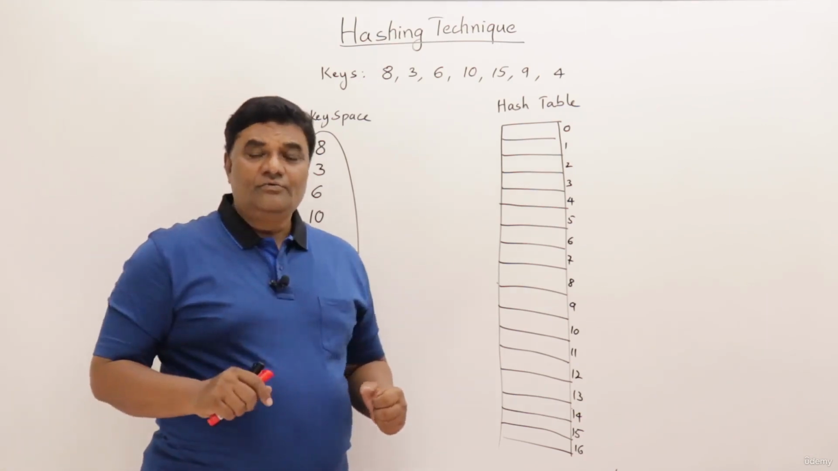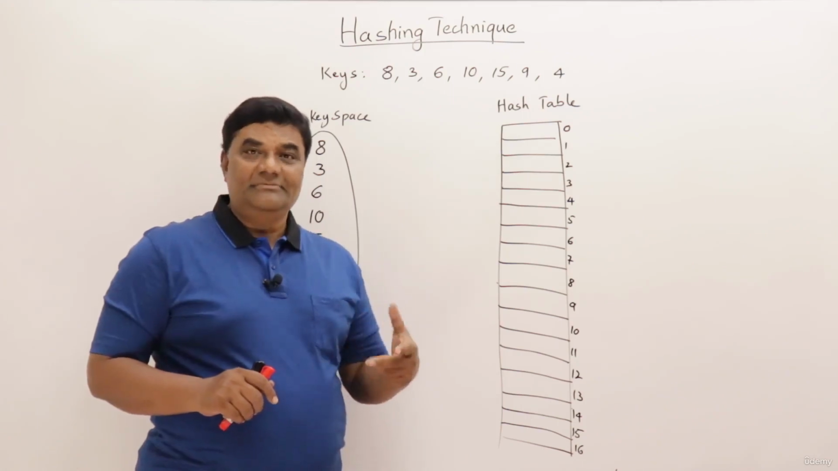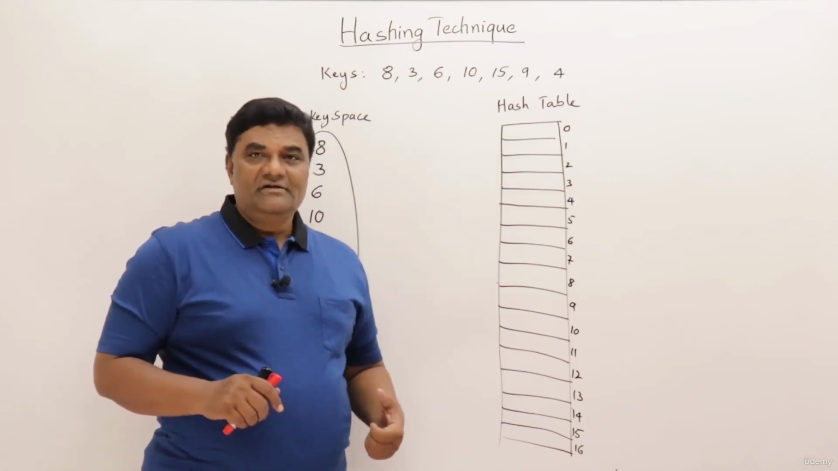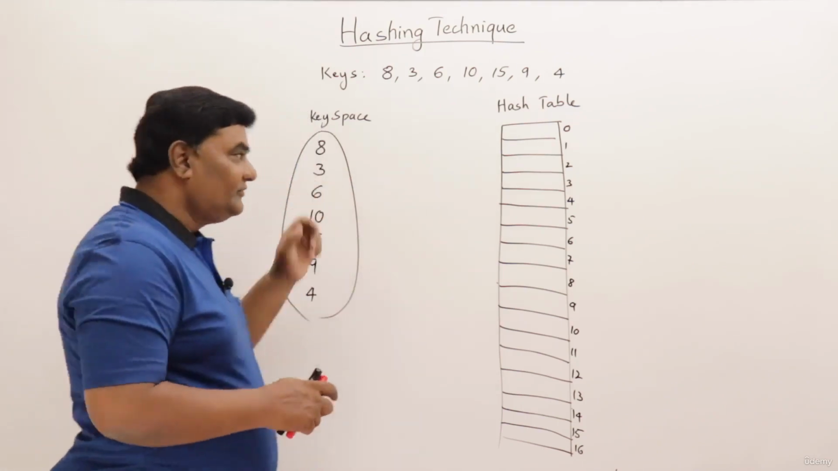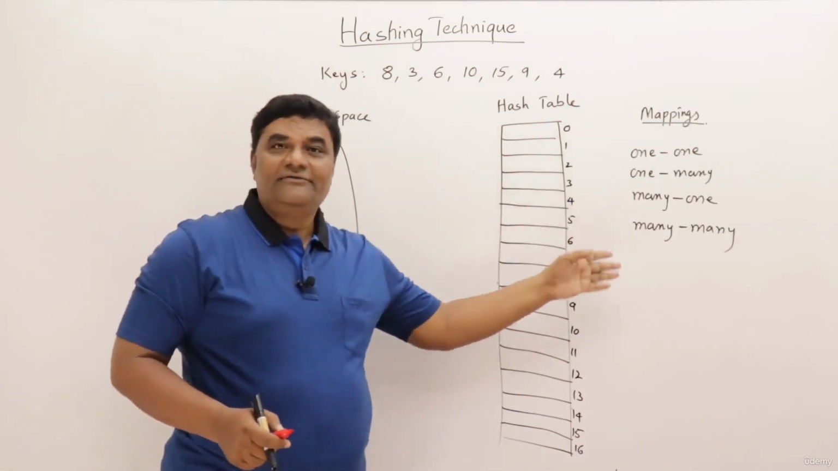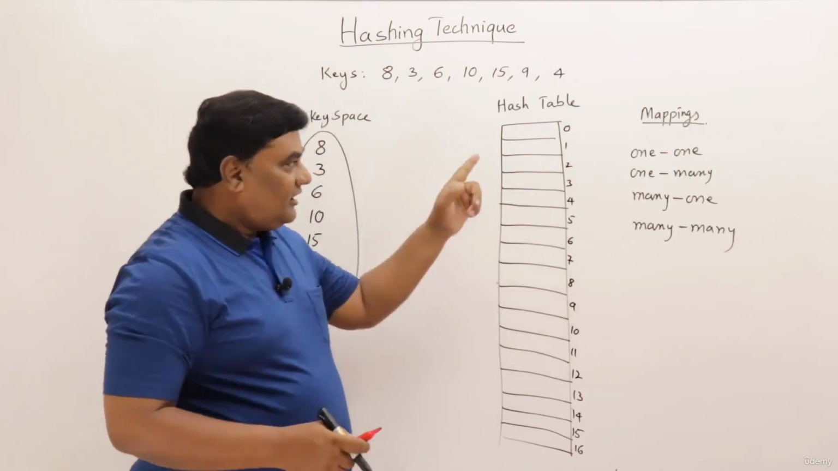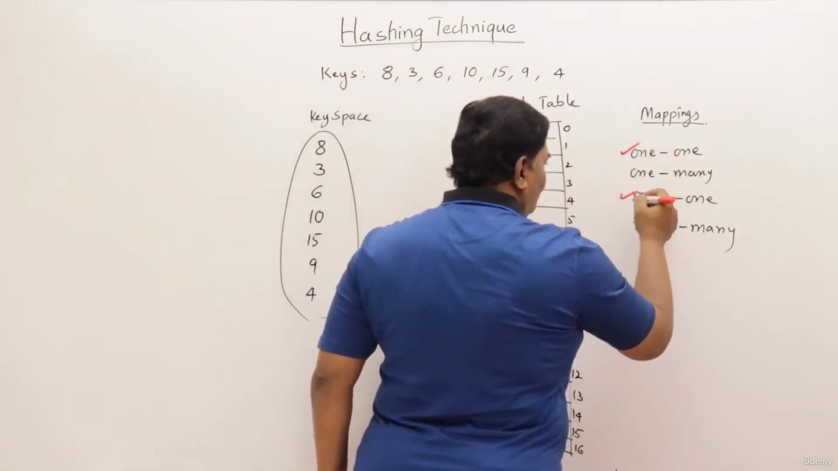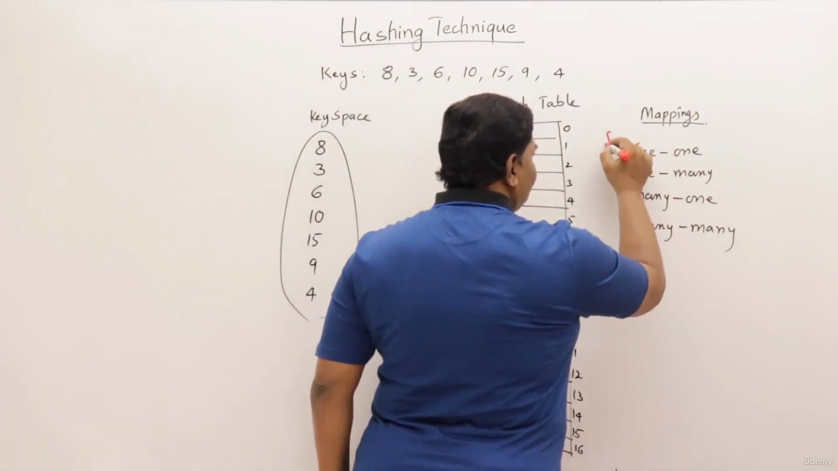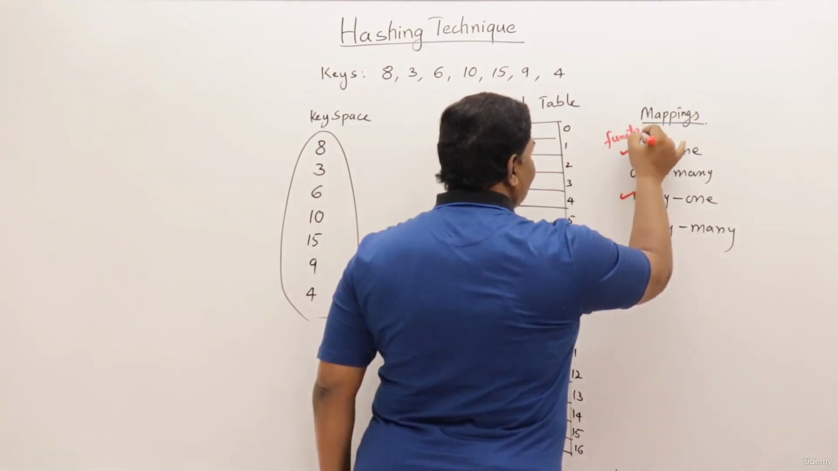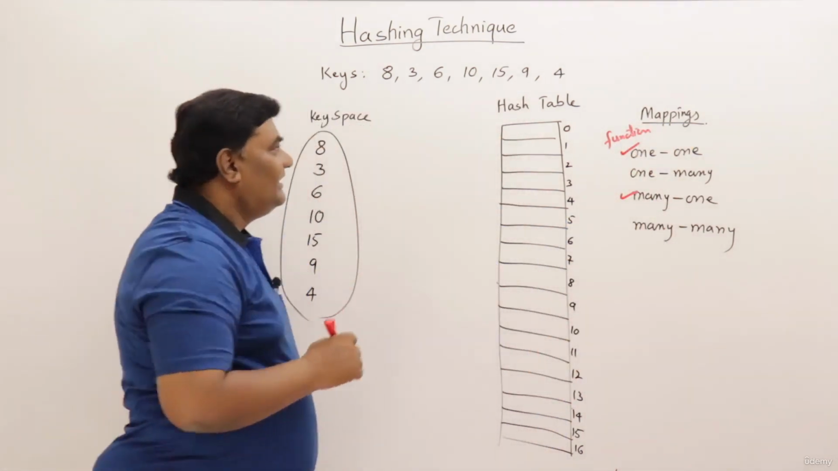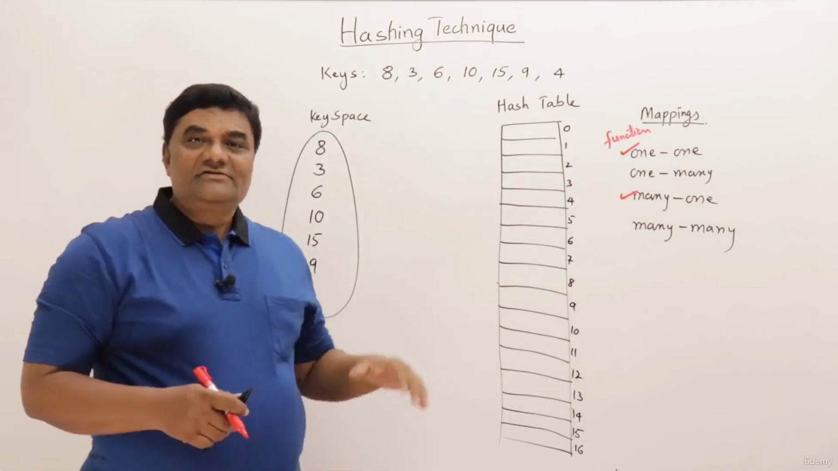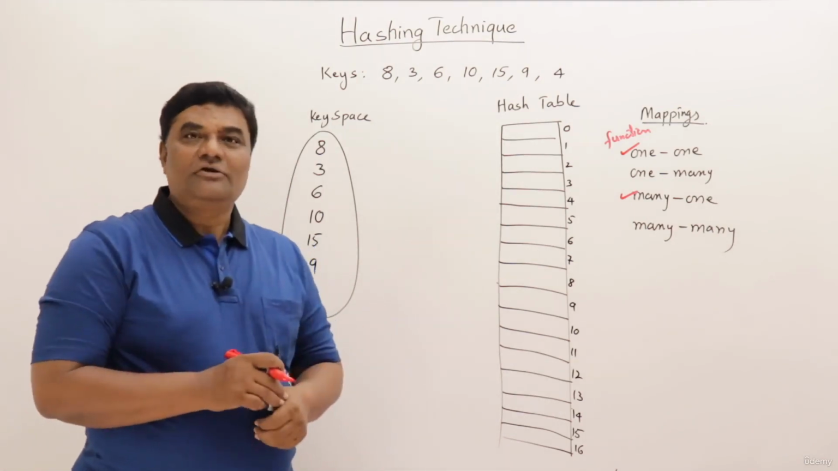Let me show you what types of mappings are available in relations. So there are 4 relational mappings. Let us look at them. Here are the 4 relational mappings. Out of these 4 mappings, one-to-one and many-to-one are called functions. So yes, a function is a type of relation. Here we will use a function for mapping.